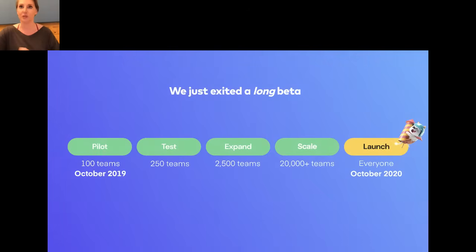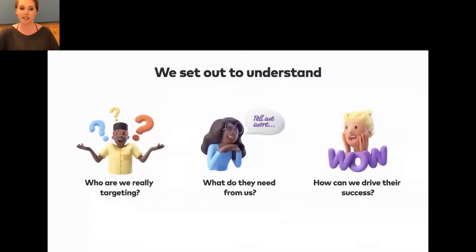This is what the past year for us has looked like. We just exited a long beta where we went from onboarding every team individually. If you were in the last session, you'll have heard a little bit more about that, starting with 100 teams, leading into more than 25,000 teams by the time we launched.